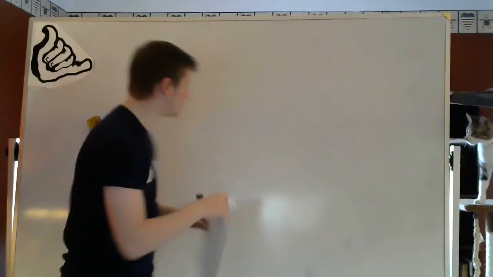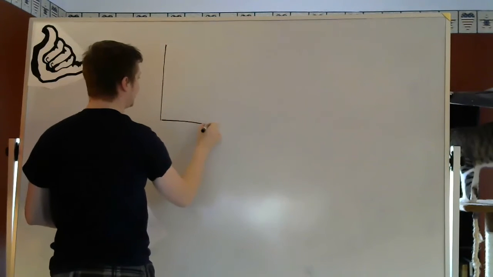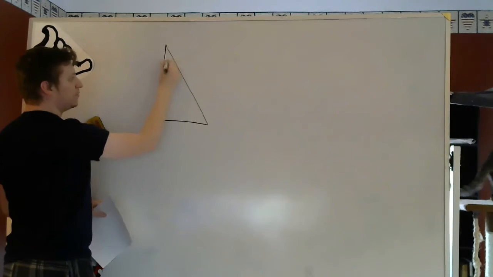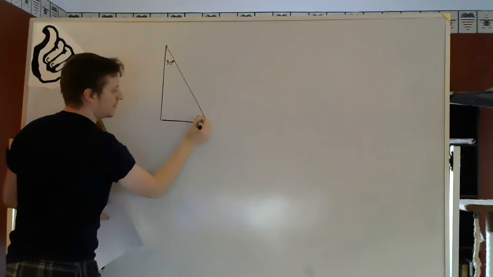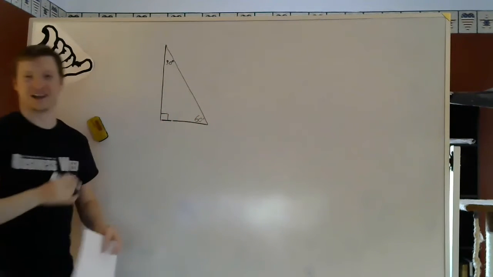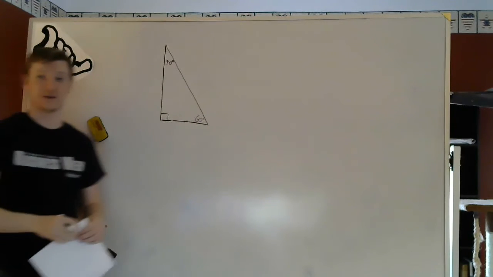So if we look, this could be our 30, 60, 90 triangle right here, something like this. So the smaller angle is going to be the 30-degree one. The larger angle is going to be the 60-degree one. And obviously the one that looks like a right angle is going to be a right angle, 90 degrees. So 30, 60, 90 triangle.